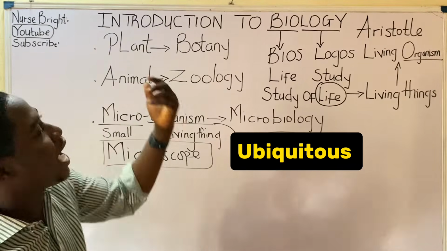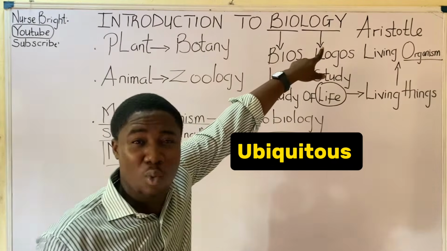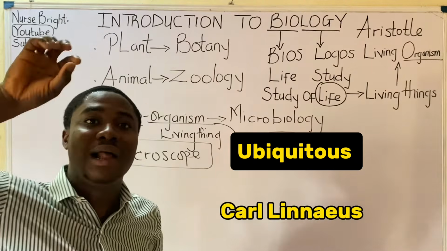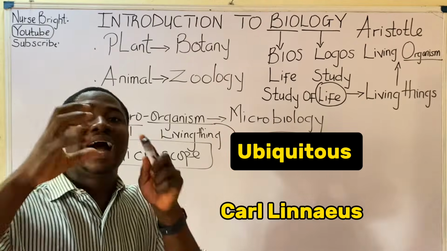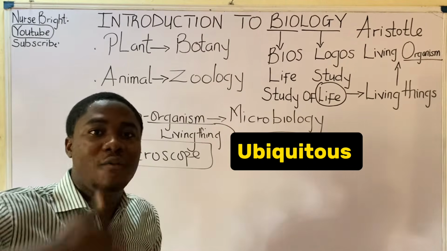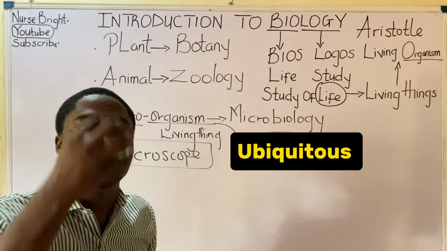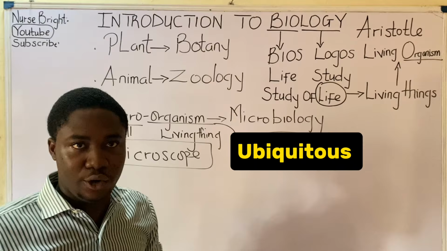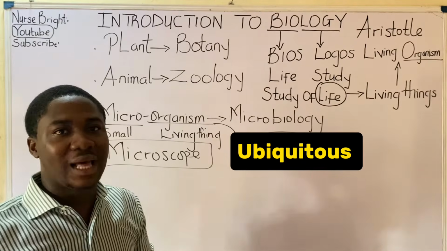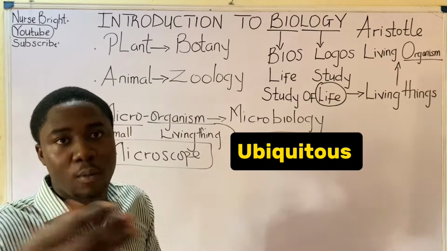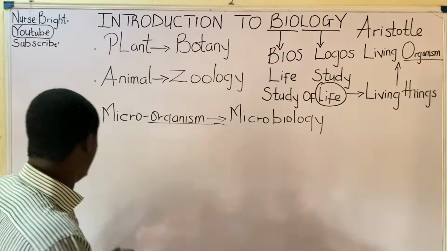That is why another man came after the work of Aristotle, and that man's name is Carl Linnaeus. Do you understand? Carl Linnaeus now brought about what we call the modern way of classification of living organisms, which I'll be discussing in the course of this video lesson. But before we talk about that, I have to list out the other branches of biology that you must take note of. Now, this must be noted.